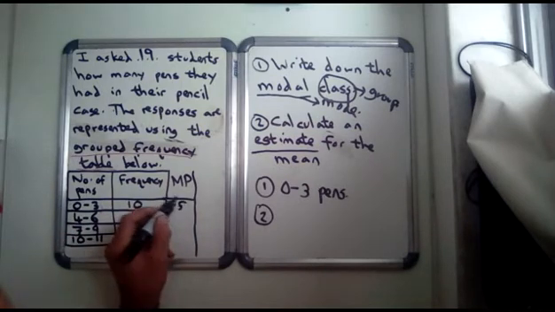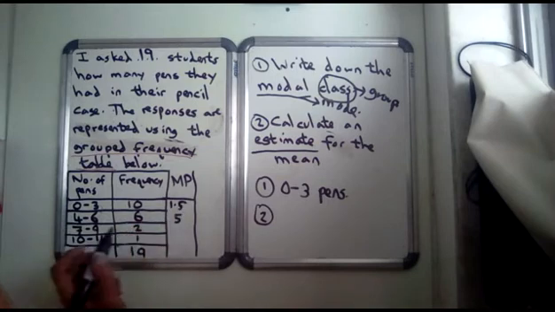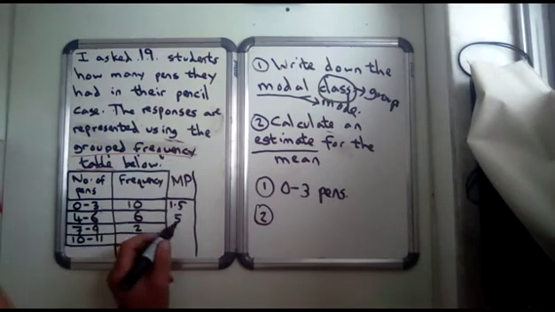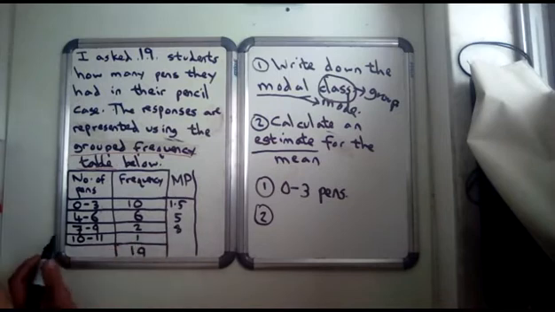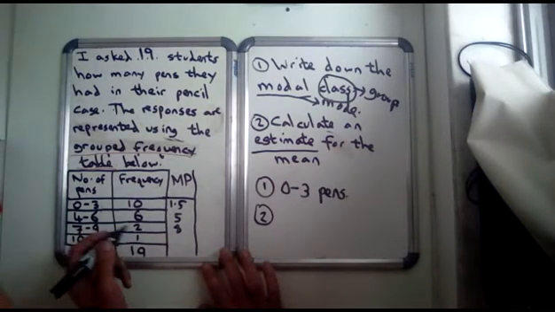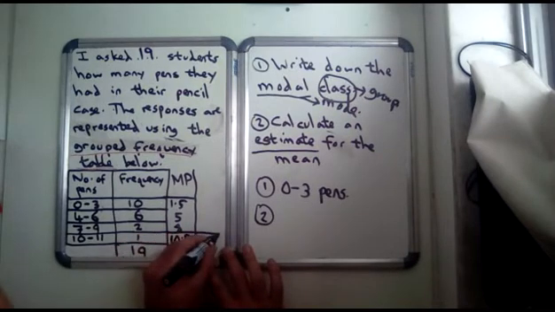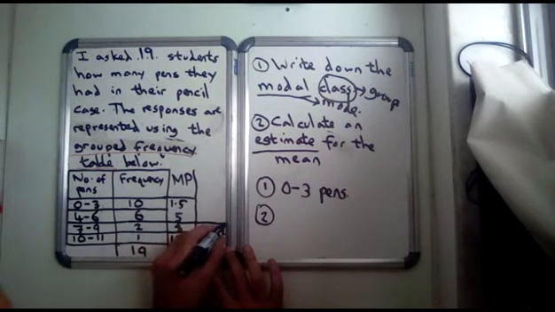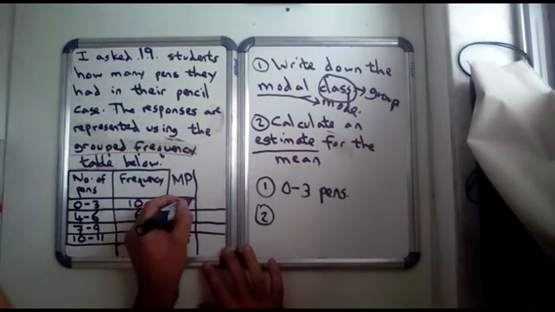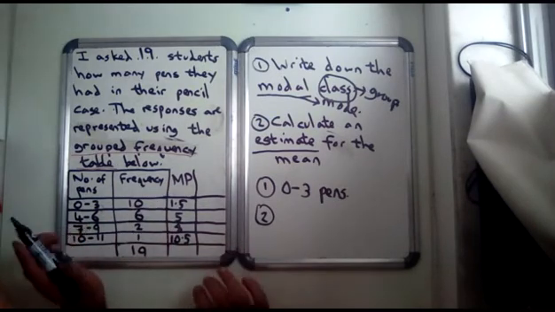So 1.5. 4 plus 6 is 10. 10 divided by 2 is 5. 7 plus 9 is 16. 16 divided by 2 is 8. 10 plus 11 is 21. 21 divided by 2 is 10.5. So that's the midpoint. Now I know I've built this as non-calculator. It's really just a more longhand method. You'll probably end up using a calculator.